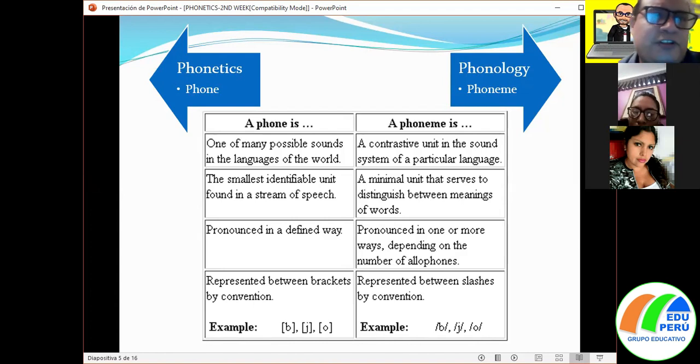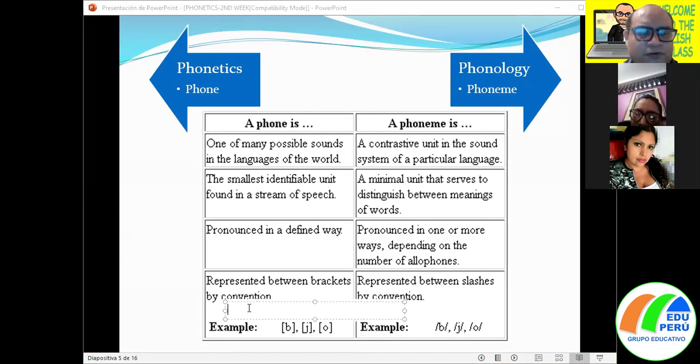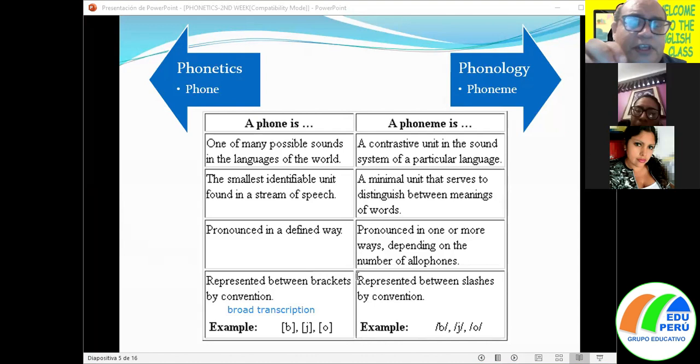And finally, notice the final point related to a phone: it is represented between brackets. This is what I told you in the last session. You use brackets to represent phones, and for the phoneme, you use slashes. Brackets are related to phones, slashes are related to phonemes. This is the way that you can transcribe these sounds, and they have a name. I'm going to write here the names. When you talk about phones, you call this broad transcription.